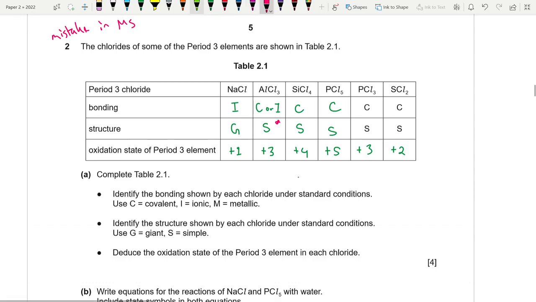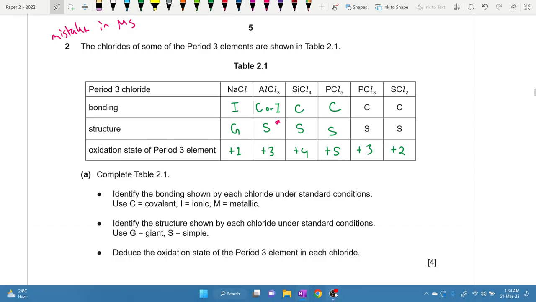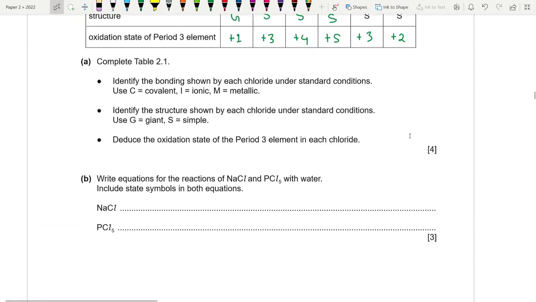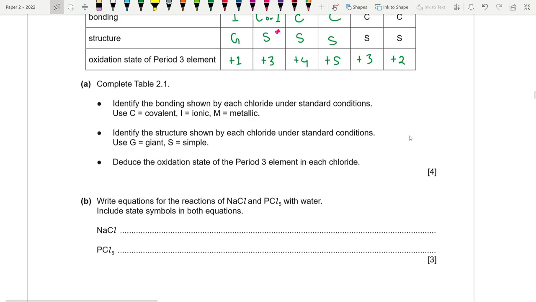Okay, moving on. Right. Equations for the reactions of NaCl and PCl5. NaCl does not react with water, okay? What happens to NaCl though? It basically dissolves in water, okay? So this is what happens with NaCl. So NaCl solid, it basically dissolves in water to form Na plus aqueous and chloride aqueous.